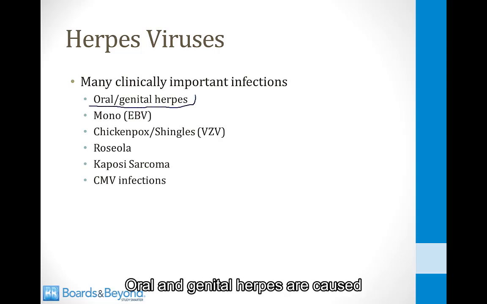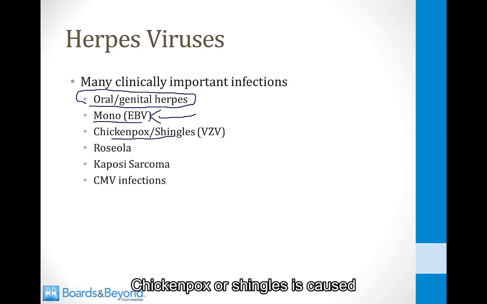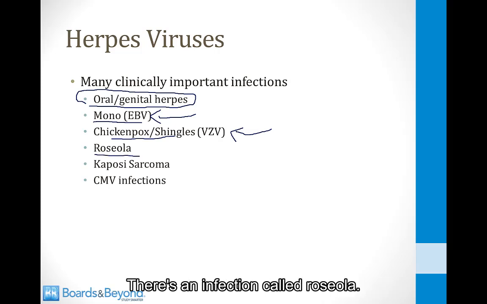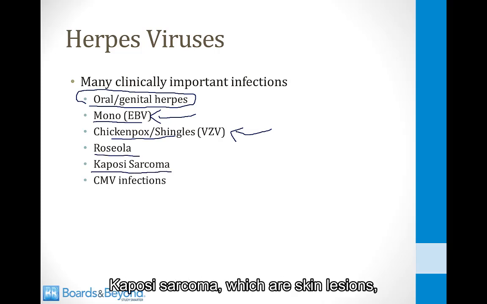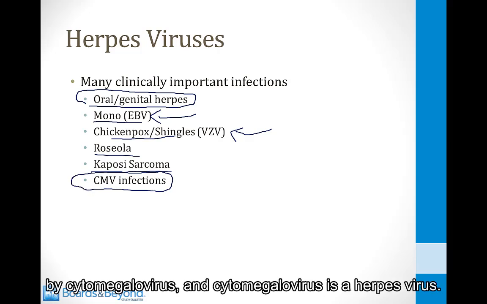So there are many clinically important infections caused by herpes viruses. Oral and genital herpes are caused by the herpes simplex virus. Many of you have probably heard of the disease mono or mononucleosis. This is caused by a herpes virus called the Epstein-Barr virus. Chickenpox or shingles is caused by a herpes virus called varicella zoster virus. There's an infection called roseola. Kaposi sarcoma, which are skin lesions, can be caused by herpes viruses. And finally, there are many infections caused by cytomegalovirus, and cytomegalovirus is a herpes virus.